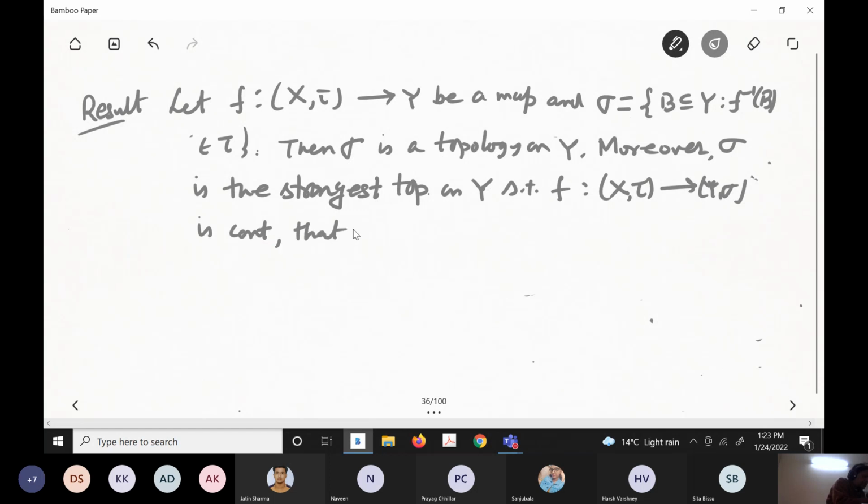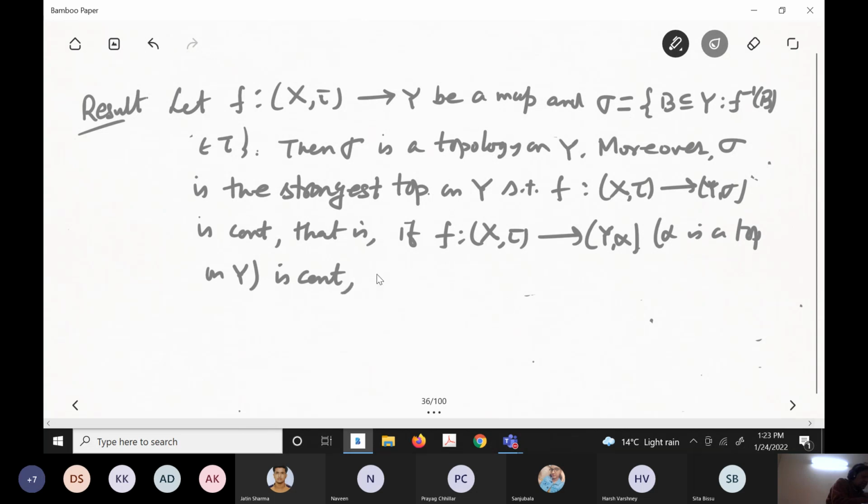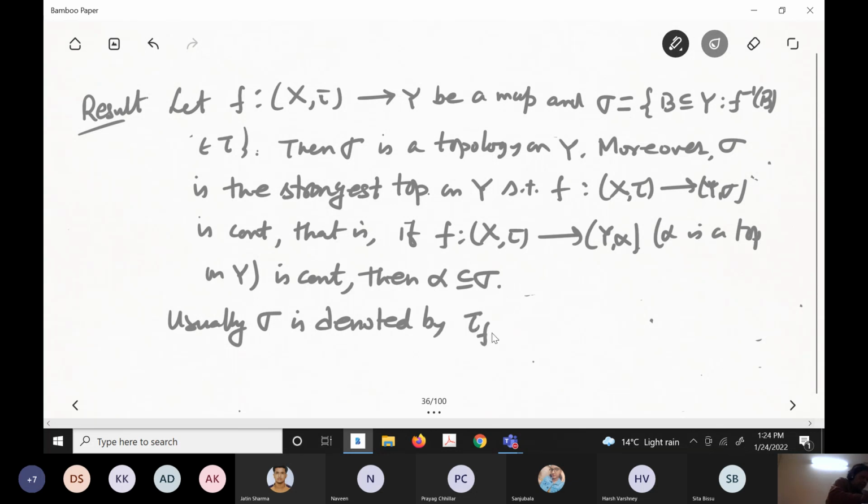That is, I can write that if f: (X, τ) → (Y, α), where α is a topology on Y, is continuous, then α is contained in σ. Now, σ is usually denoted by τ_f and is called the quotient topology.